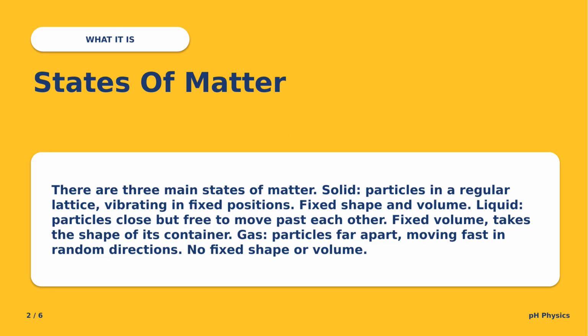There are three main states of matter: solid, particles in a regular lattice vibrating in fixed positions, a fixed shape and volume; liquid, particles close but free to move past each other, fixed volume, takes the shape of its container; and gas, particles far apart, moving fast in random directions with no fixed shape or volume.